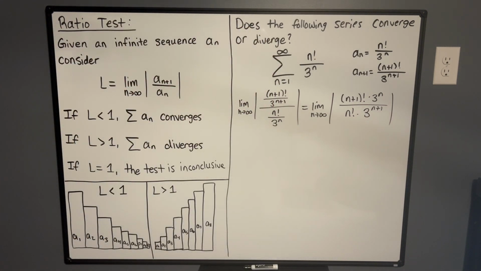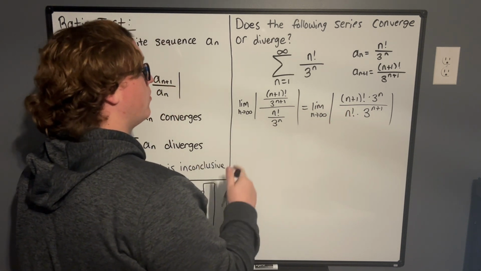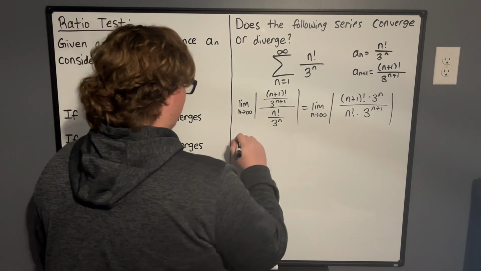All right, so this is just dividing by that fraction, so we flip and multiply. So that's what we have now. What we want to do is try to figure out some things that cancel. In exactly the same way that we talked about before, n plus 1 factorial breaks down to n plus 1 times n factorial. So let's go ahead and write that.